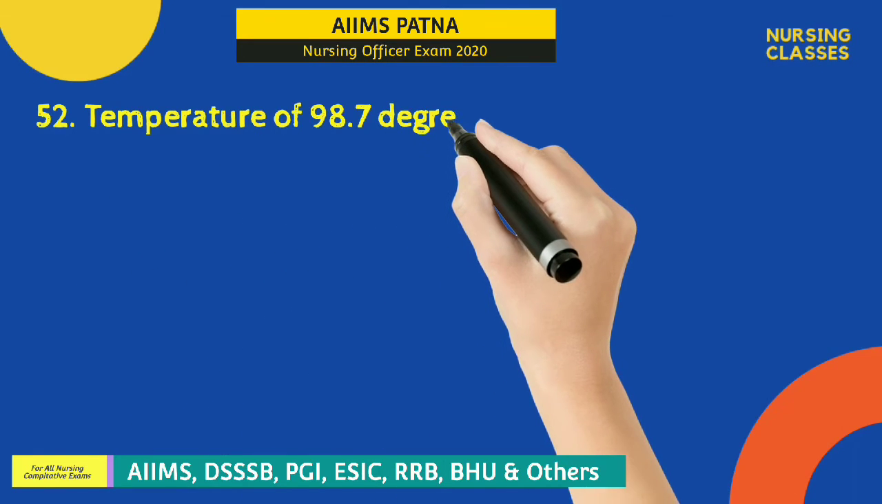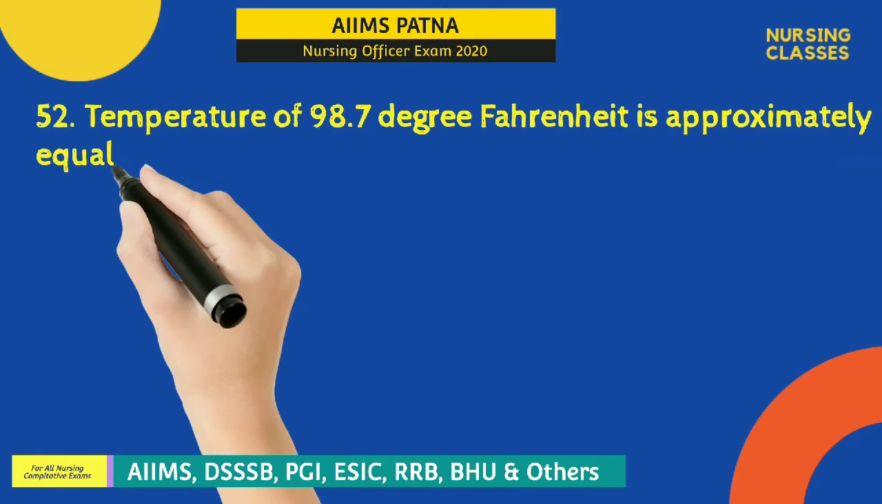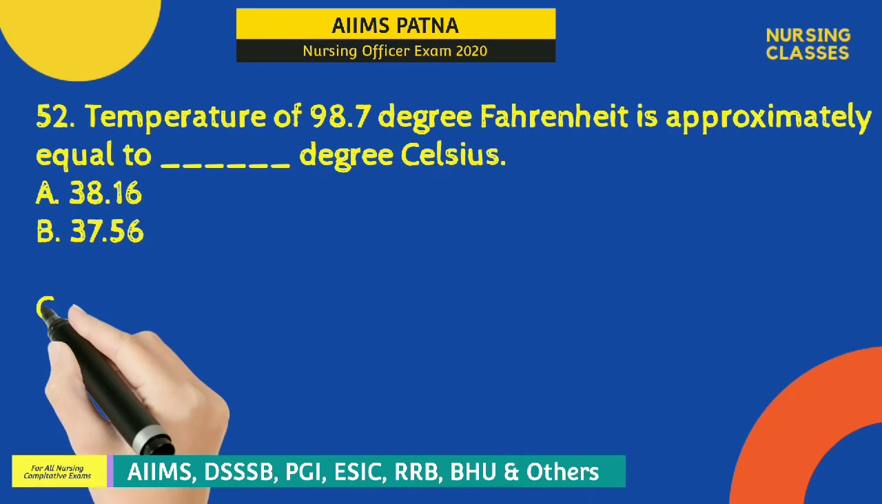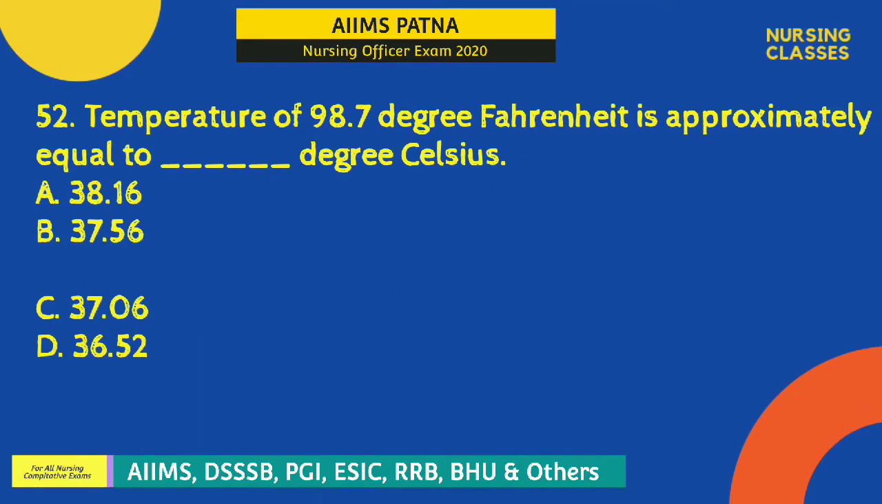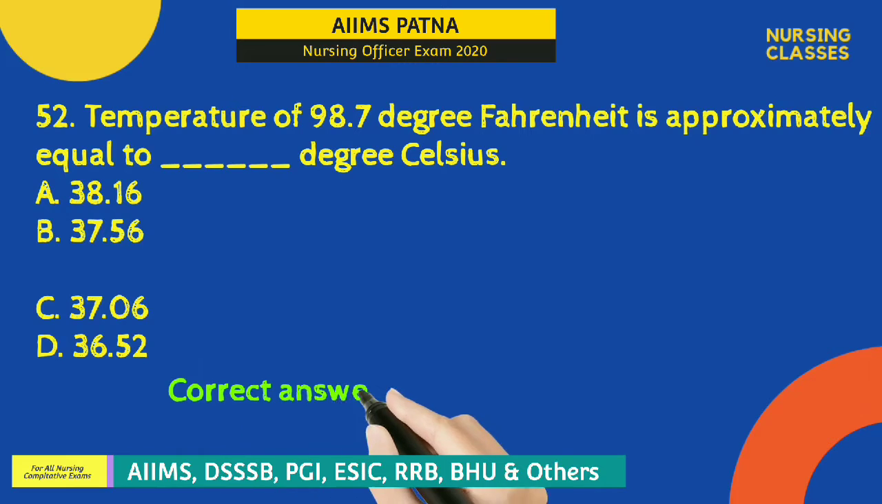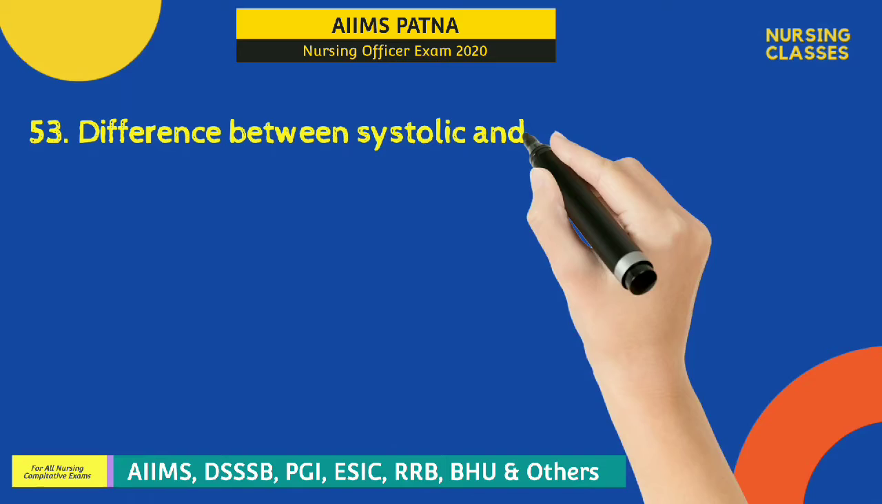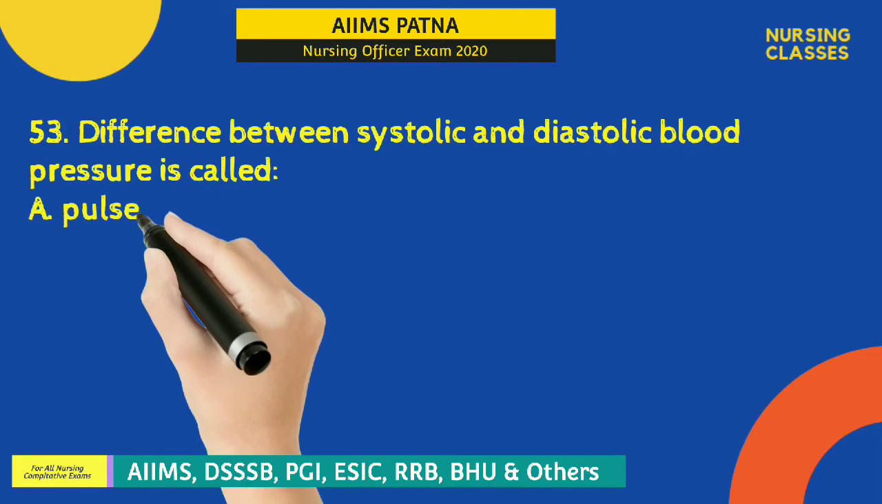52. Temperature of 98.7 degree Fahrenheit is approximately equal to dash degree Celsius. A. 38.16 B. 37.56 C. 37.06 D. 36.52. Correct answer 37.06.